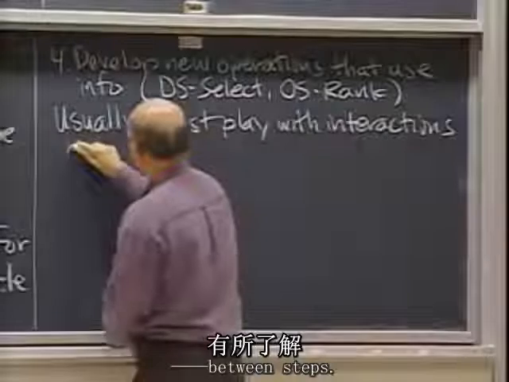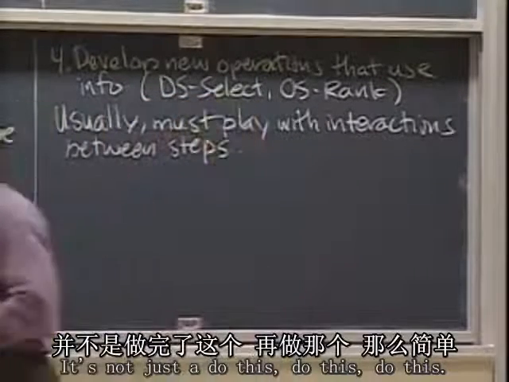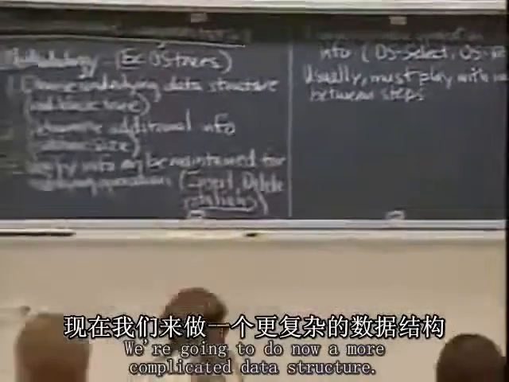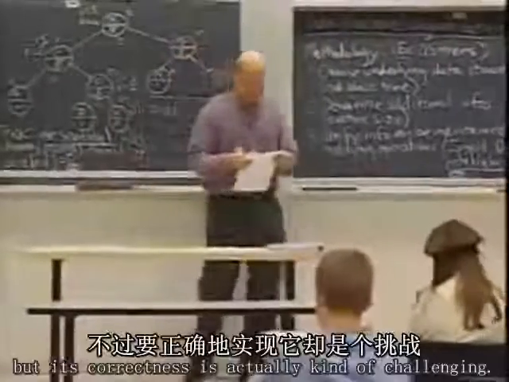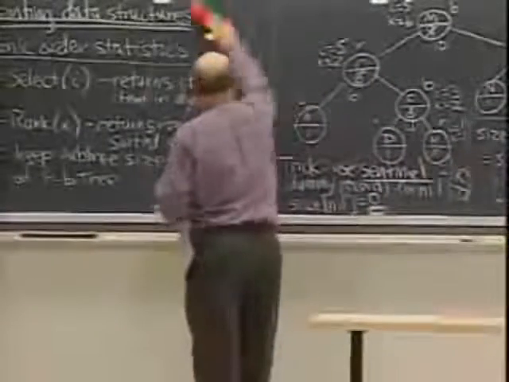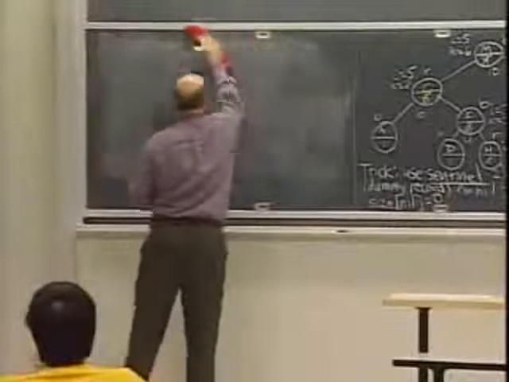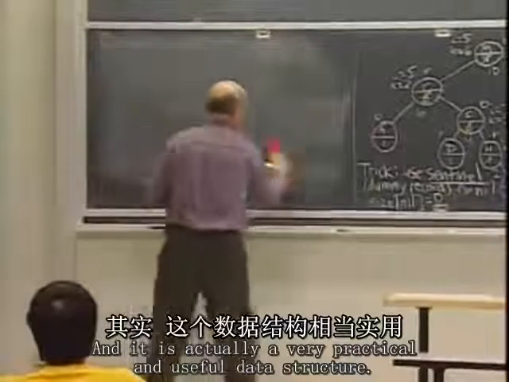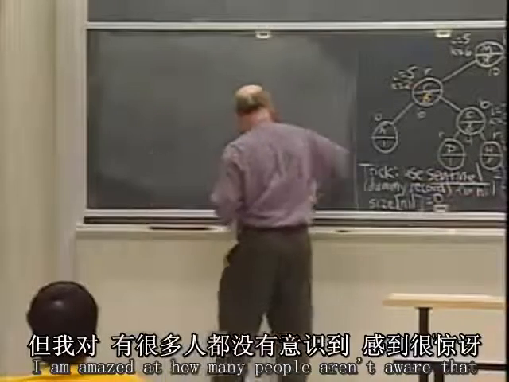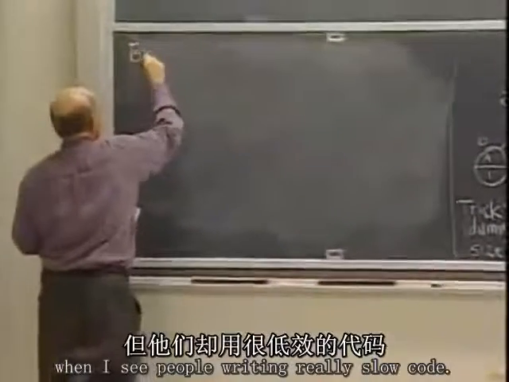Between steps. Okay, it's not just a do this, do this, do this. Okay, we're going to do now a more complicated data structure. It's not that much more complicated, but its correctness is actually kind of challenging. And it's actually a very practical and useful data structure. And I'm amazed at how many people aren't aware that there are data structures of this nature that are useful for them when I see people writing really slow code.